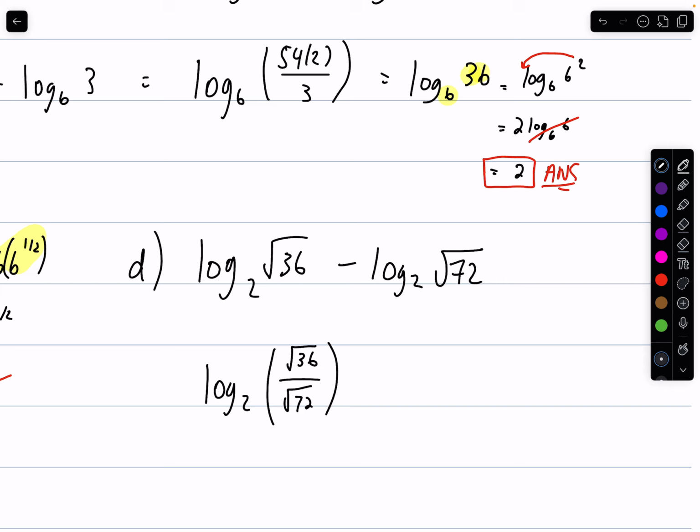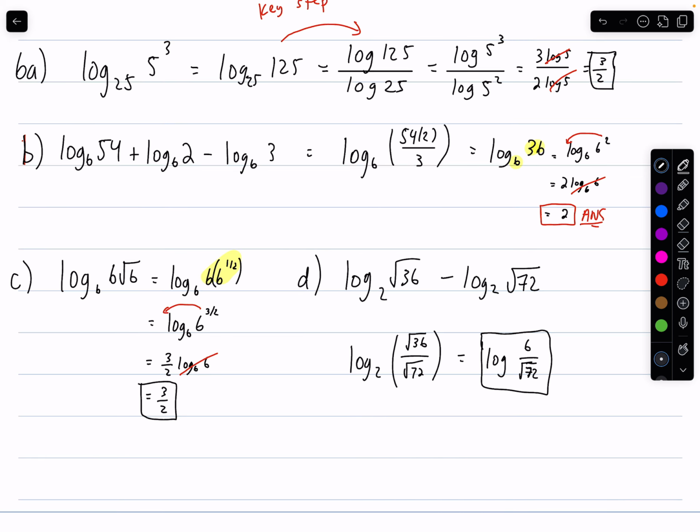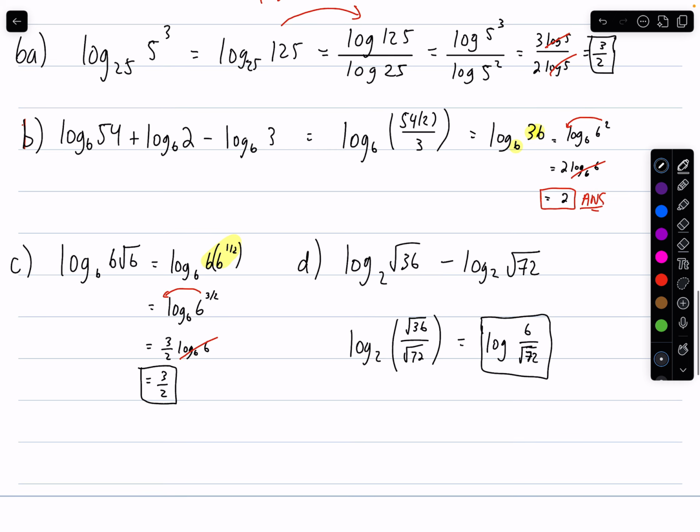And now root 36 is just going to be 6. But root 72, if we put root 72 in our calculator, we're not going to get anything. So we can just leave this as root 72. Because if we do root 72 in our calculator, all we're going to get is a decimal. So you want to leave it in radical form for this question.